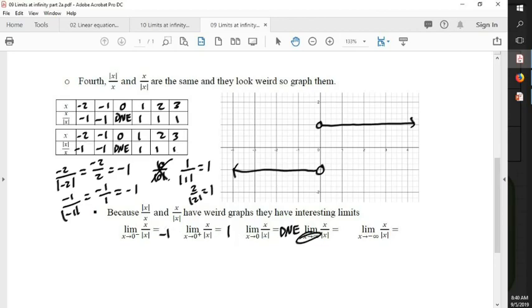Now this one says, as you approach infinity. So this is infinity right here. That's positive infinity. As this line is approaching infinity, what do you get? Now, as you're approaching negative infinity, what do you get? Negative 1, because negative infinity is this way, and we're always going to be at negative 1.